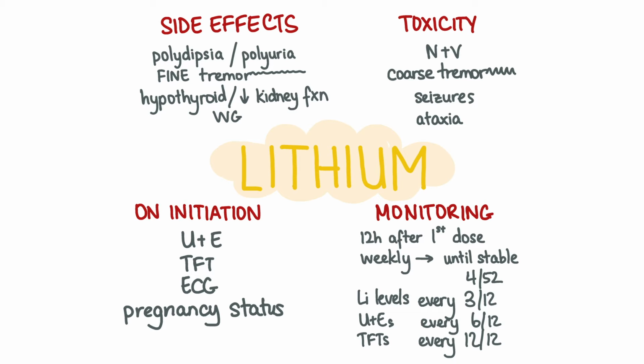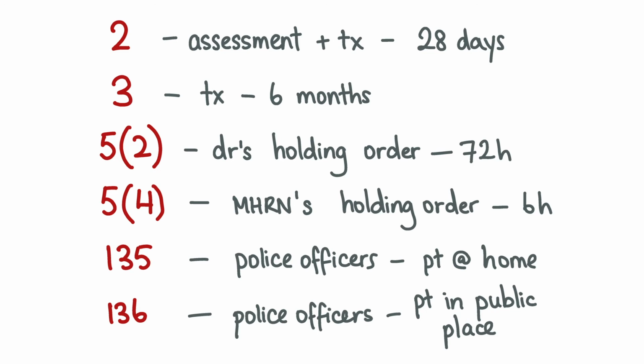As I mentioned the Mental Health Act earlier, let's briefly revise the main civil sections used in psychiatry. The Mental Health Act is a law that allows people with a mental disorder who do not give their consent to be admitted to hospital, investigated, and treated for their own safety and that of others. Section 2 lasts for 28 days, and it's used for the admission and assessment of a patient with a suspected mental disorder. Section 3 lasts for 6 months, and it's used for the treatment of a mental disorder.